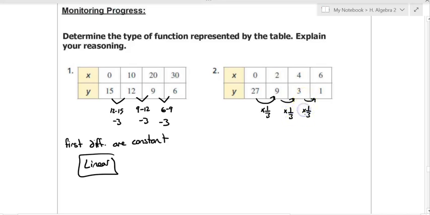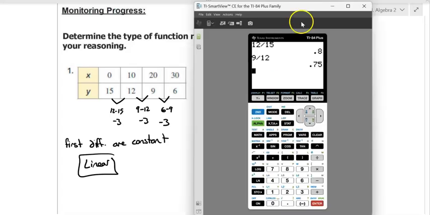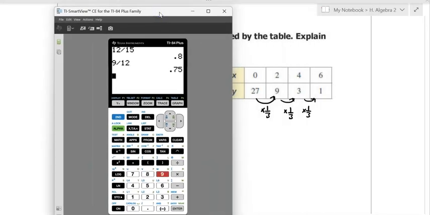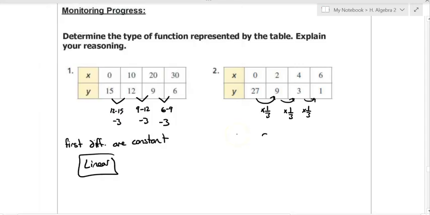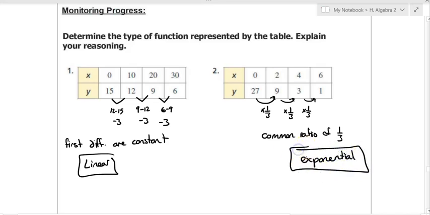Now, if it was an obscure number like 2/5 or something that would be hard to tell visually in your head, you can always take the second number divided by the number right before it, and the third number divided by the one right before it, fourth number divided by the one right before it. Do you see how those are all the same? So that tells me that they have a common ratio, and the ratio is 1/3. And so that tells me it's exponential. If they wanted it more specifically, because it's 1/3, I know it's exponential decay.